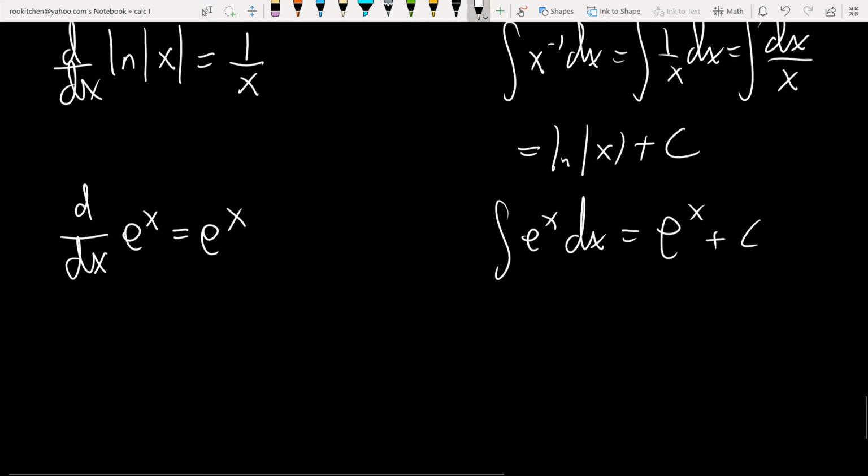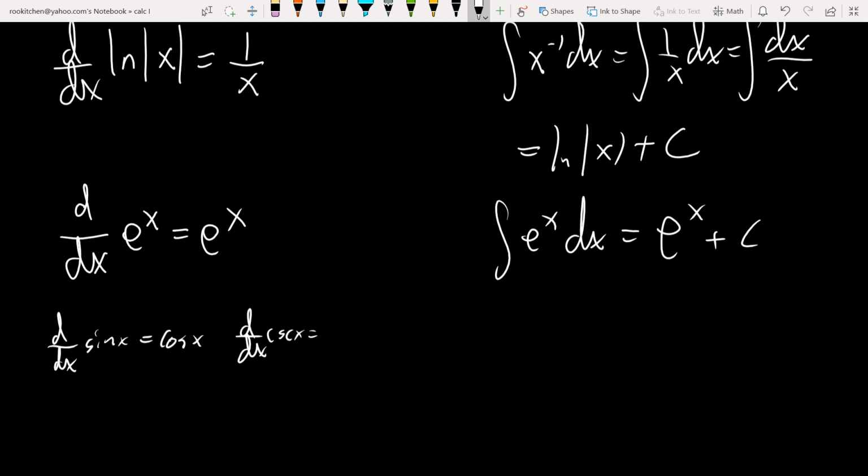And then, of course, you have your trig derivatives. Sine x dx is, well, geez, what's the derivative, sorry. So we have the derivative with respect to x of sine x is cosine x. And you should have these guys memorized, right? The derivative with respect to x of cosecant x is negative cosecant x cotangent x.